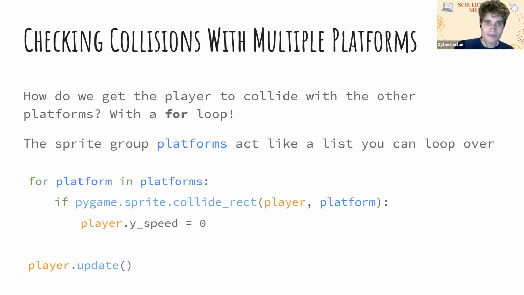So the Sprite Group platforms acts like a list you can iterate over. So you just need to not make the same mistake I did and actually add your platforms to the Sprite Group. And then you can use this kind of logic here where no matter what platform the character lands on, its speed is going to be canceled out and the player will stop falling. And then I'll just have the player update accordingly after that.